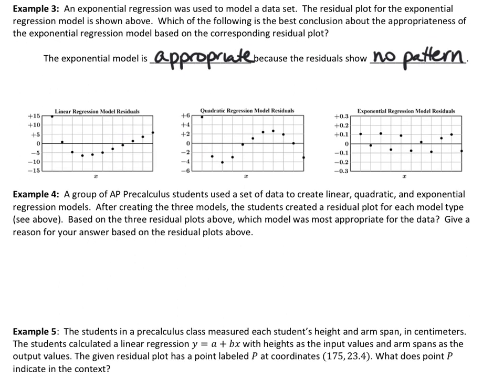Example 4 gives you 3 residual plots. It says a group of AP Pre-Cal students, oh look, that's you, used a set of data to create linear, quadratic, and exponential regression models. After creating the 3 models for a particular set of data, the students created these residual plots for each model type above. Based on the 3 residual plots above, which model was most appropriate for the data?